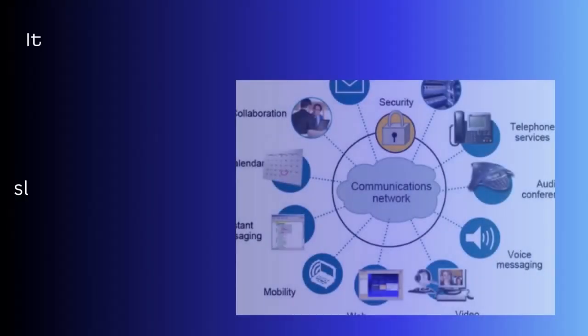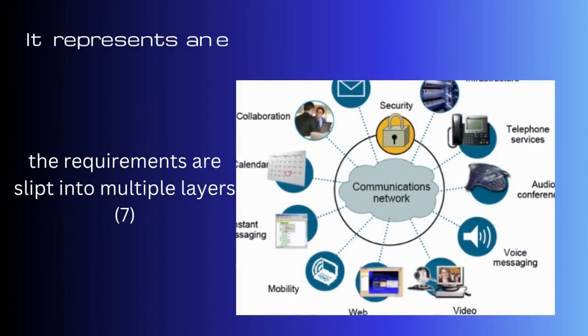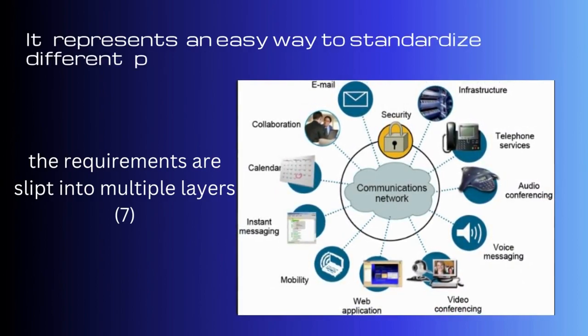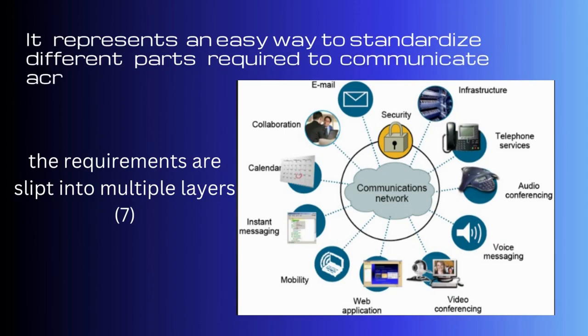So there are actually seven layers of the OSI model, because it really presents an easy way to standardize the different parts required to communicate across a network. The requirements are split into multiple layers, seven layers. For example, you have a phone, a web application, and an email service. For all these to be able to collaborate and communicate in a single network, the OSI model is there for this job. So what is this OSI model?